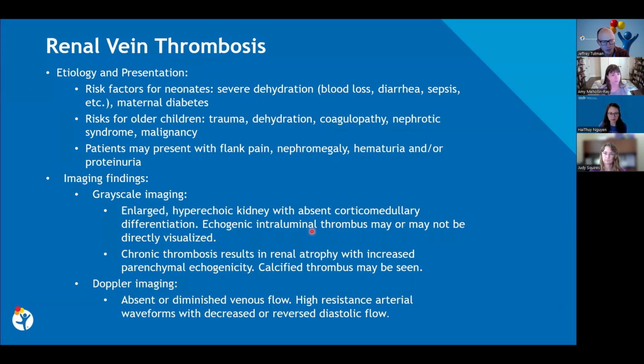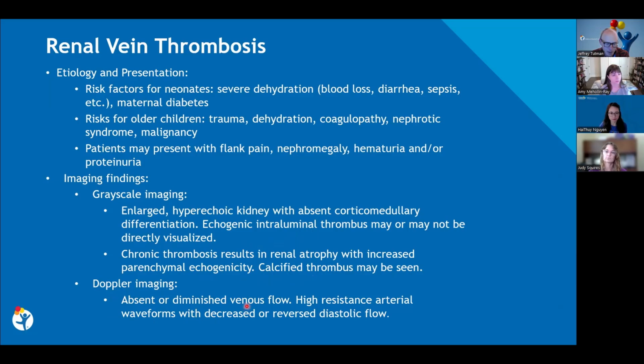Particularly in our neonatal patients, sometimes more of the intrarenal branch vessels are going to be the ones that thrombose, so you're not necessarily going to directly visualize that like you would in a main renal vein thrombosis. Like in our case as well, once you have chronic thrombosis, you start to get renal atrophy. You get that increased echogenicity of the renal parenchyma. And sometimes you can see the calcified thrombus as well.